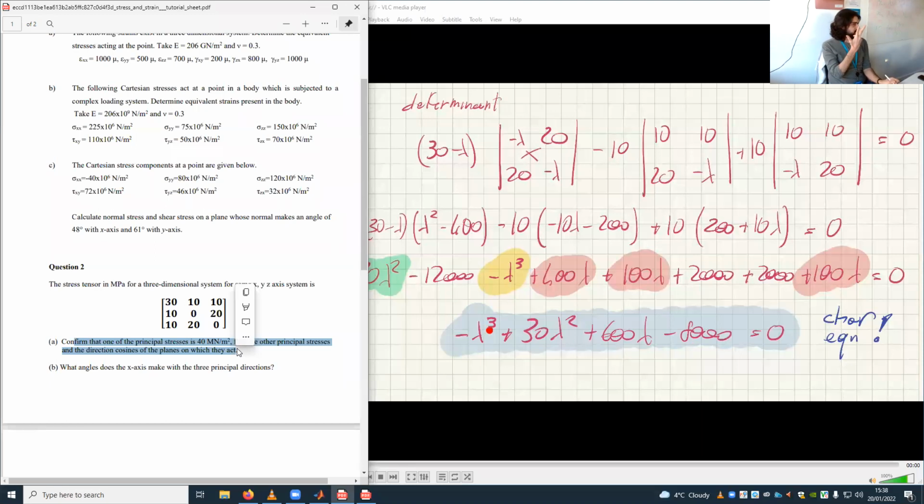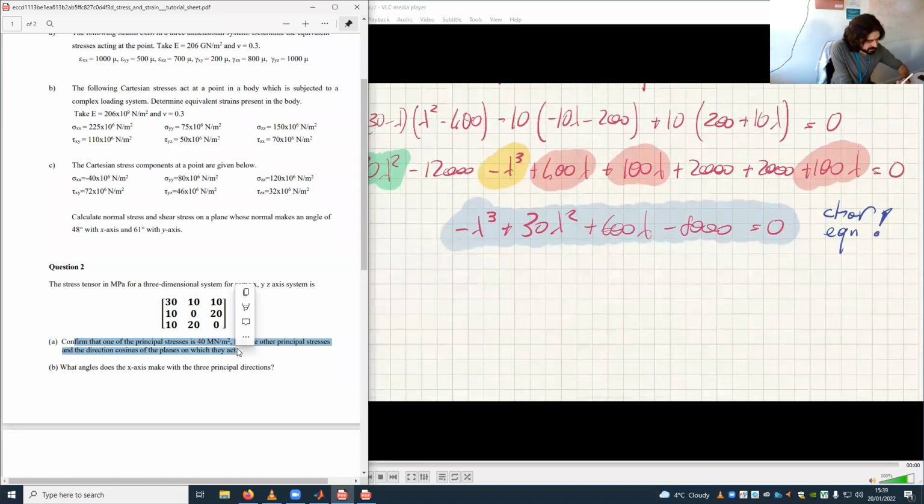It's got 3. So that means that if I take minus 40 cubed plus 30 times 40 squared plus 600 times 40 minus 8,000, this must be 0. So we can check this. If lambda equals 40, then minus 40 cubed plus 30 times 40 squared plus 600 times 40 minus 8,000 gives exactly 0. So it checks out.